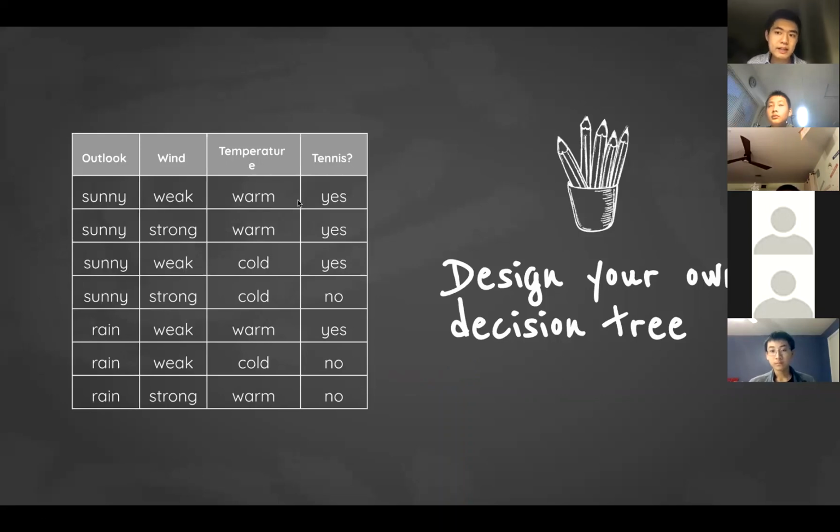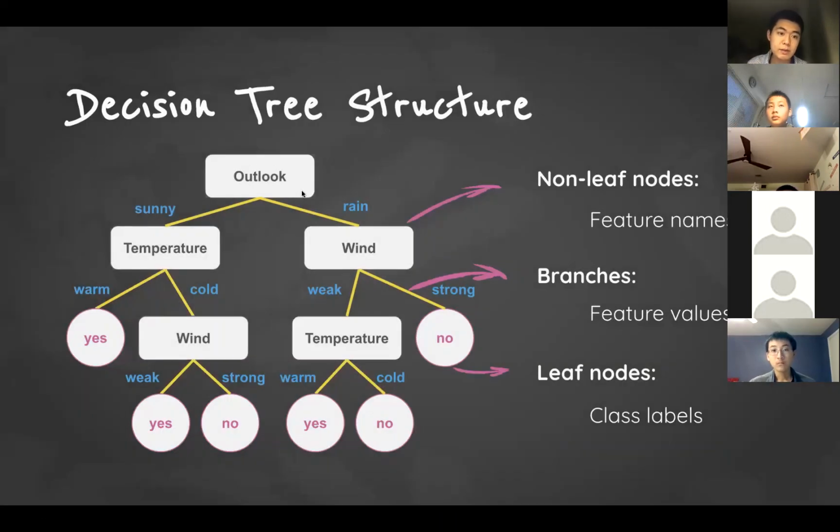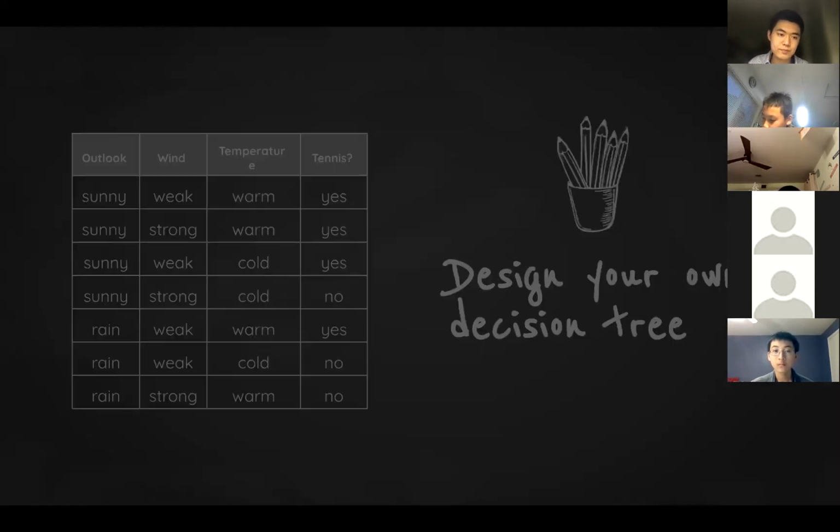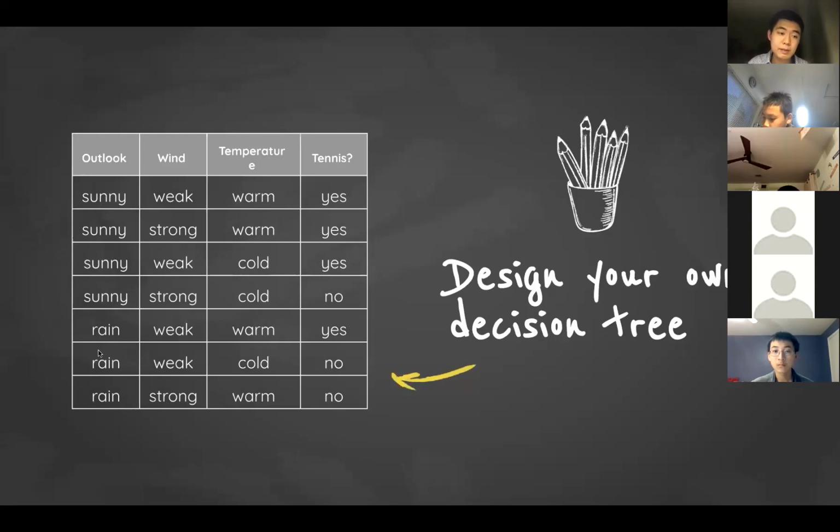In my case, the first feature I use to split my data with is outlook. I first look at outlook to split the data into two sets. Try maybe instead looking at temperature first or looking at wind first, right? Come up with your own decision trees. So just create your own decision tree based on this data set right here.